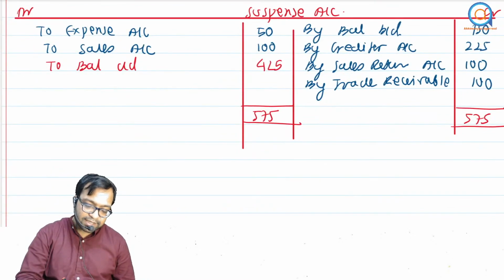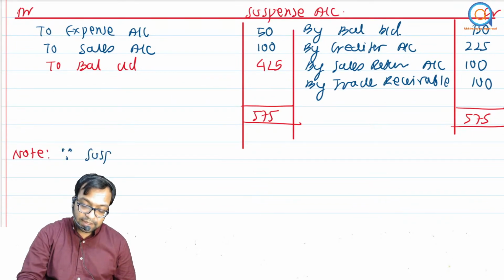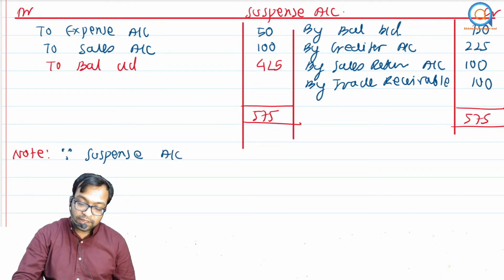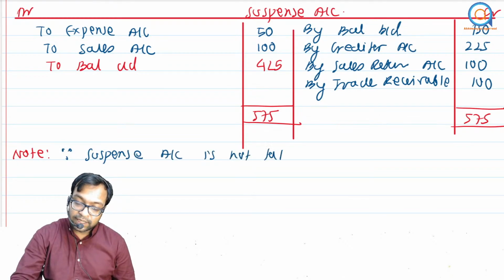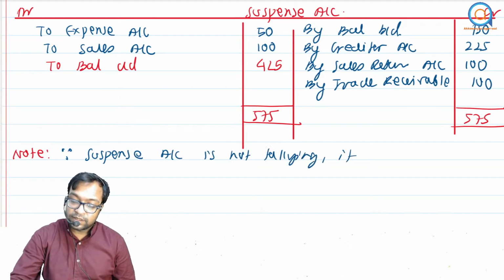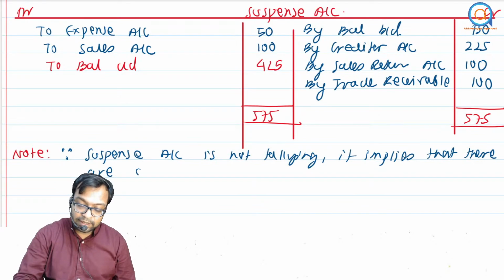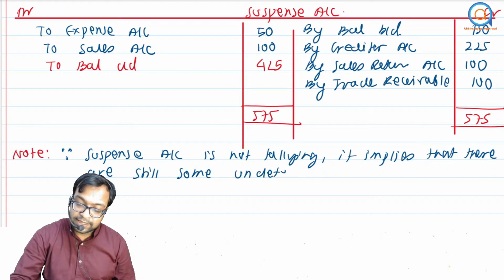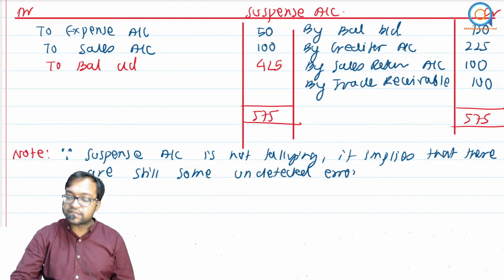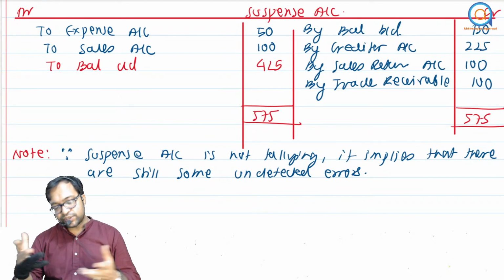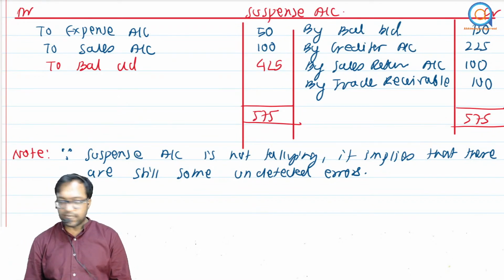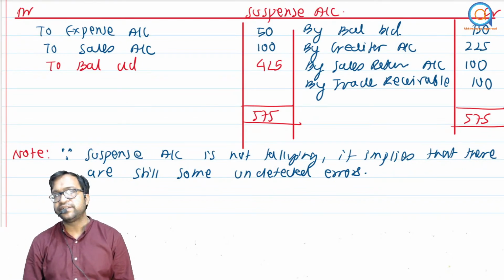So you should give a note in the exam like this. Since the suspense account is not tallying, it implies that there are still some undetected errors. There are more errors which are yet to be found. So the organization should try to find those errors. Till now all the mistakes are not identified and rectified.